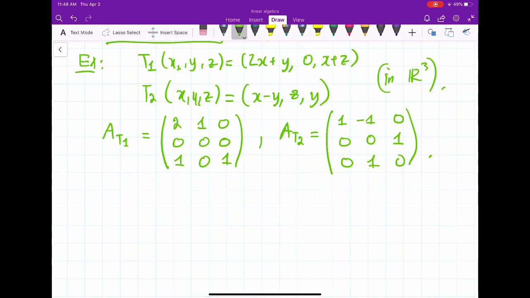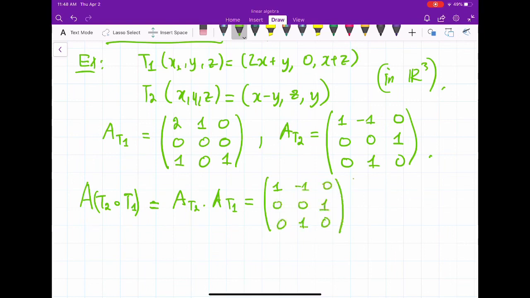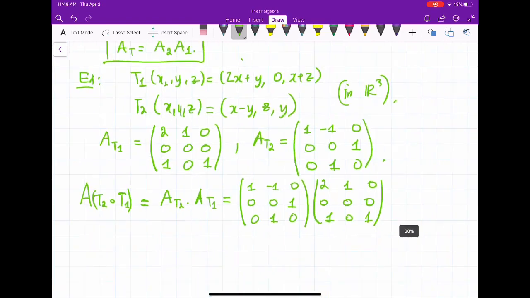T1 and T2. I have T2 after T1 equal to, I can write A of this, make sense? Just equal to A of T2 times A of T1, okay? So we just need to find the product of [1, -1, 0; 0, 0, 1; 0, 1, 0] times [2, 1, 0; 0, 0, 0; 1, 0, 1]. And let's multiply them.